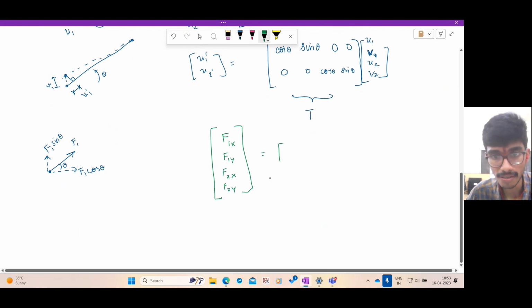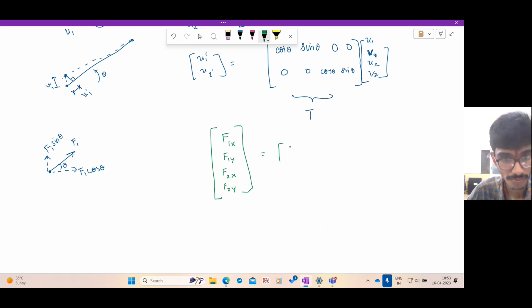So they are just the components. So what is F1x? F1x is F1. And what is it related to? F1 prime and F2 prime. So F1x is F1 prime cos theta plus 0 times F2 prime. So you can write it as cos theta, 0.